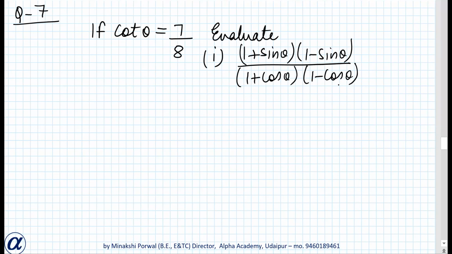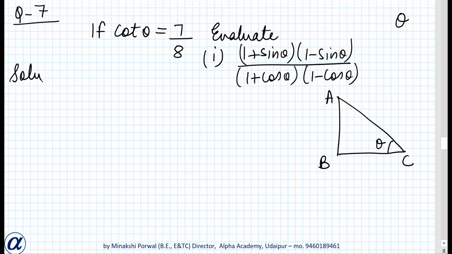First of all, in some places A, B, C will not be given, and theta will be given instead. So in that case, what will you do? You will first of all make a triangle and name one of the angles theta. Theta is this symbol. All of you know what I am saying. This is actually the symbol for an angle. So we'll make a triangle and name any of the angles other than 90 degrees as theta. It is given that cot theta is 7 by 8.